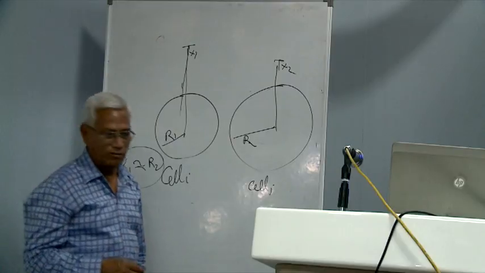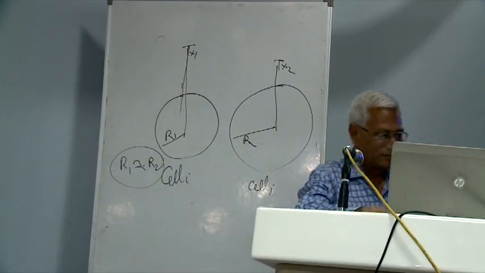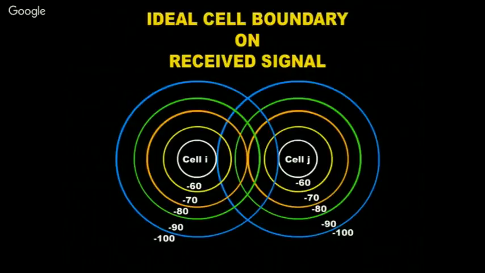You go away, the signals will go on decreasing. See here, this is one cell, this is another cell, and these are contours of equal signal strength. And see here, this is decreasing: minus 60, minus 70, minus 80, so on decreasing. And a similar situation is this one. And this is the overlapping area.